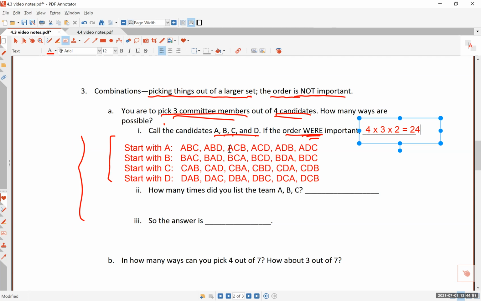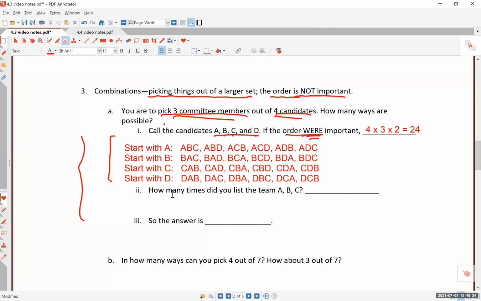Then you can have AC. Once you have AC, you can have B or D at the end. And once you choose A and D, then you can have B and C at the end. For the first 2, you have AB, AC, and AD, and that's it. So these are the 6 different permutations starting with A. You do a similar thing for B, C, and D. You have 6 permutations starting with B, 6 with C, 6 with D, and all together you have 24.